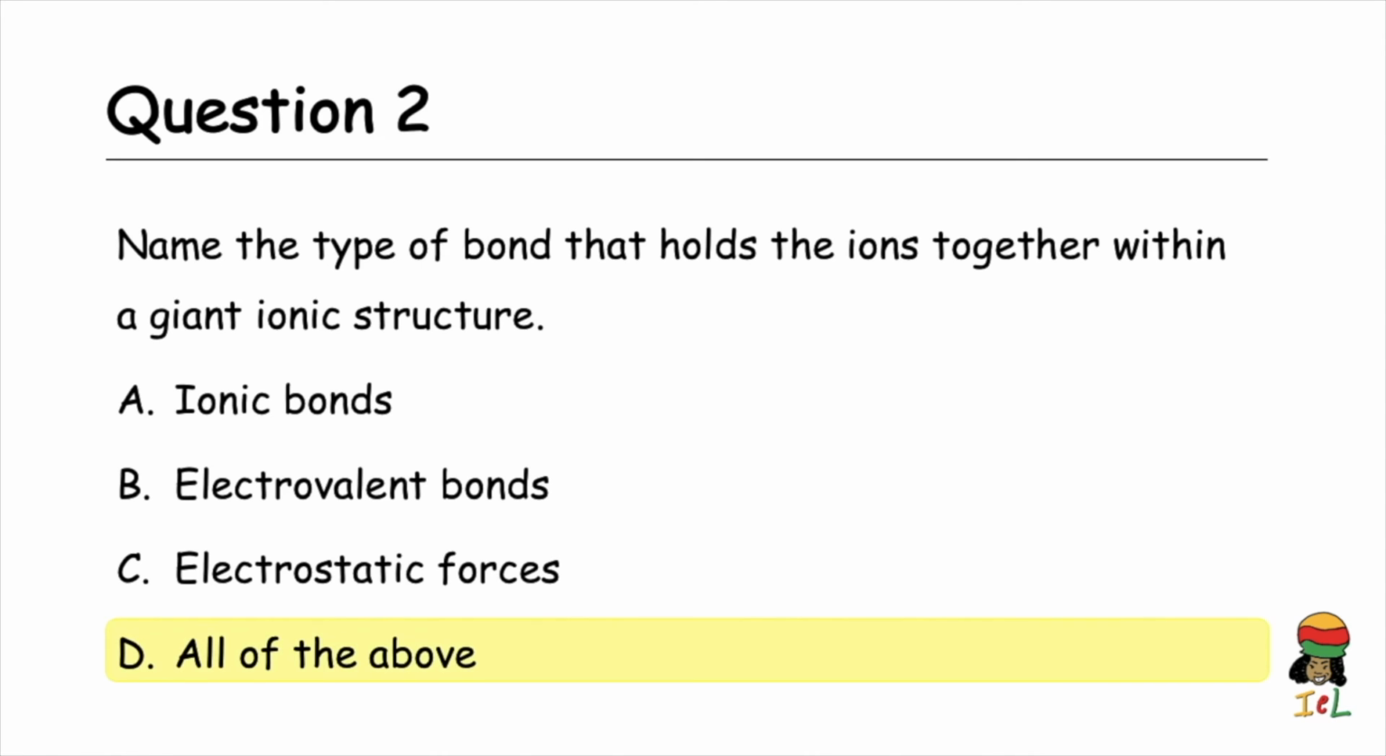And the answer, of course, is all of the above because ionic bonds are also known as electrovalent bonds, and of course, these are actually electrostatic forces of attraction between oppositely charged ions.